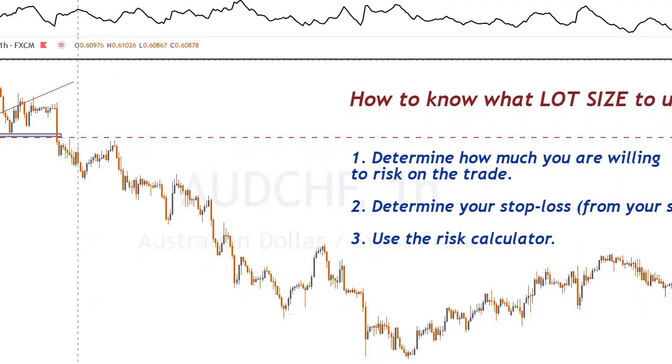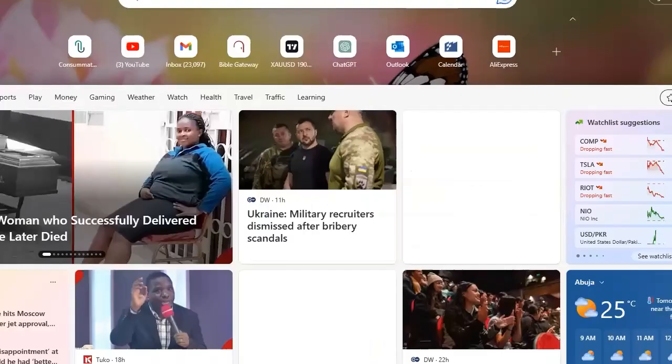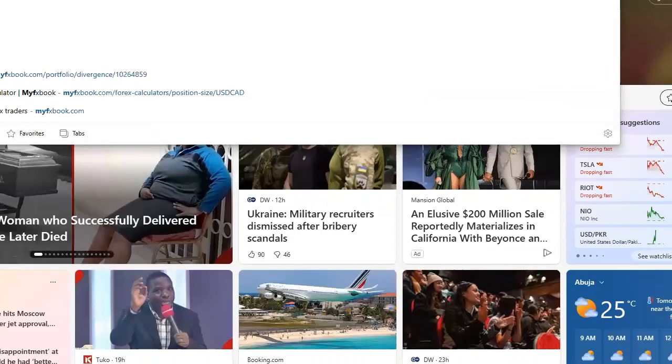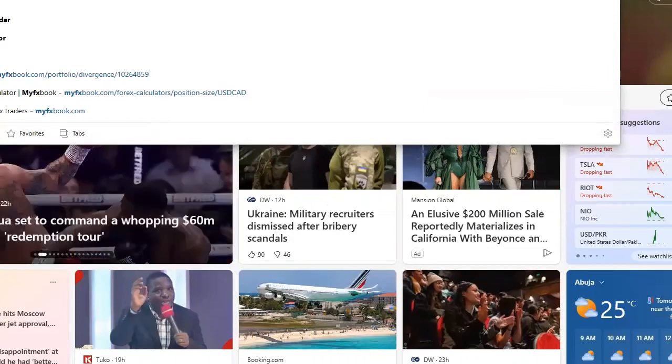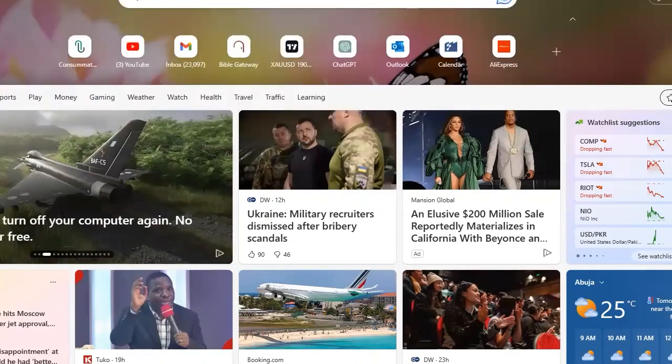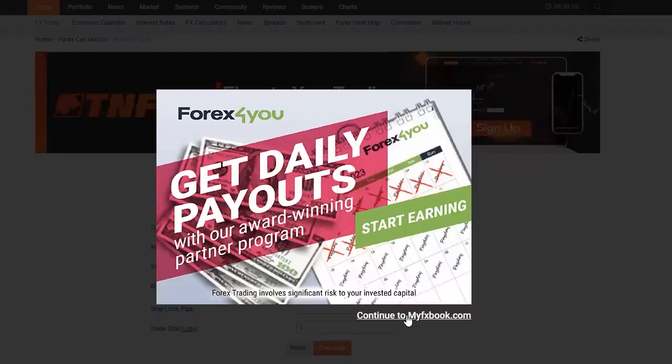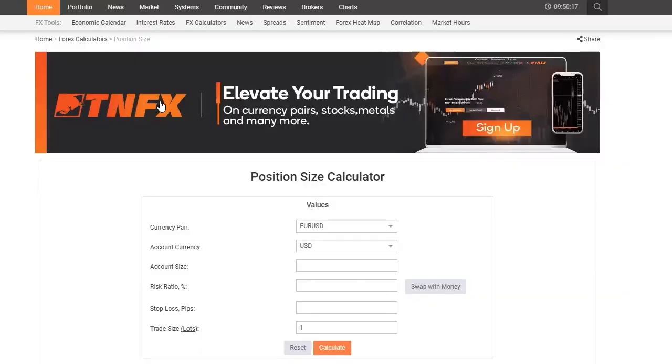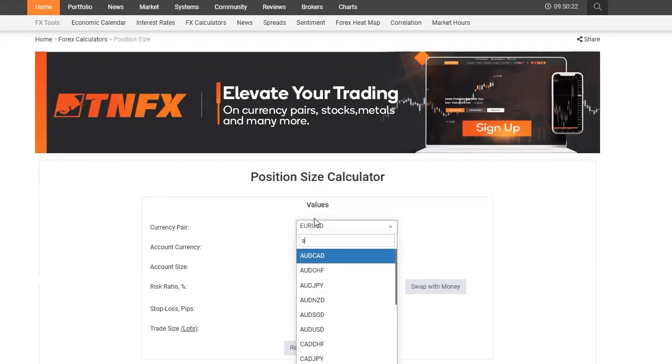Okay, so what do I do? I open my browser and search for FX Book. You see, it has come up: fxbook.com/forex-calculator/position-size. All right, so when I press enter, this is what I have. What asset are we dealing with? AUDCHF. Okay, AUDCHF. Right, good.